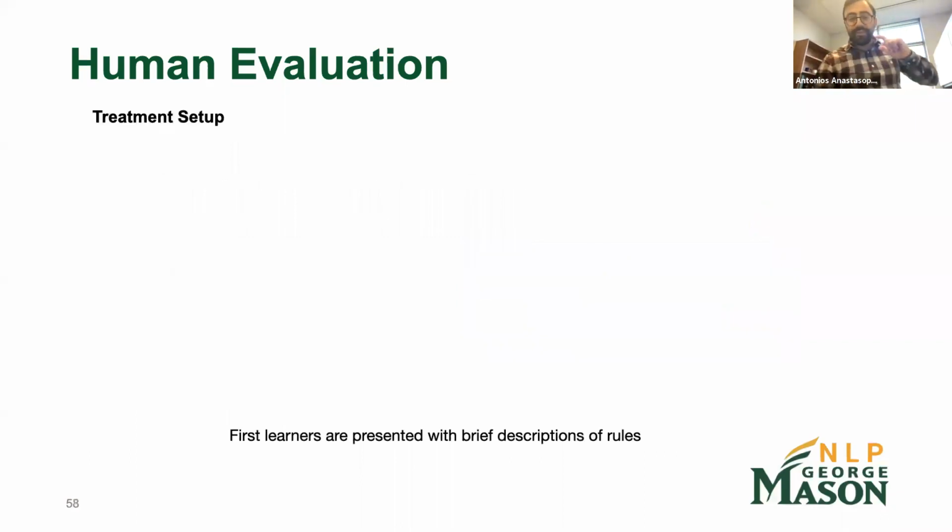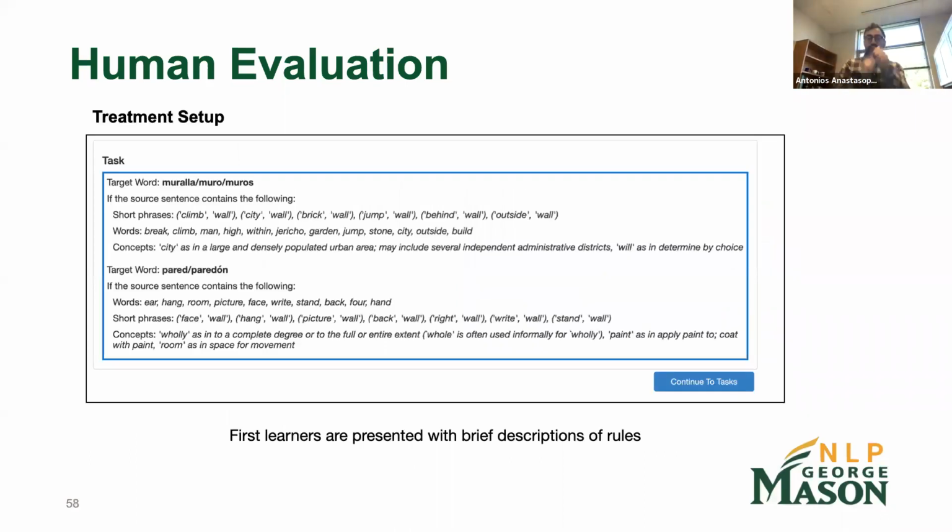In the treatment setup, we first show them the rules that our model learned. So we tell them, hey, our model said that if the source sentence contains phrases like climb wall or city wall or brick wall or jump wall, or if there are words in the sentence like climb and man and high and within or Jericho, then it will probably be muro. And then I'm not going to read the features for pared.